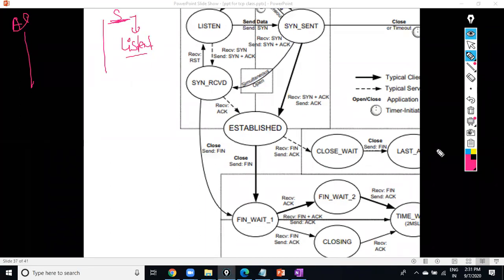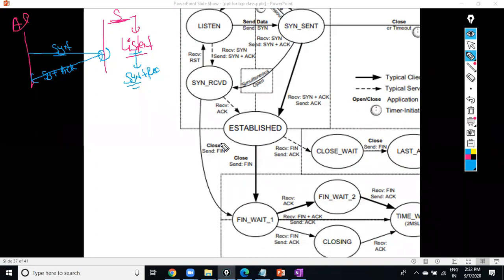So when I'm in the listening state, just consider this guy is sending a SYN packet. Now I'm the listener, and I have sent SYN plus ACK. So when I'm sending SYN plus ACK back, which state will I be in? I'm in the SYN received state.